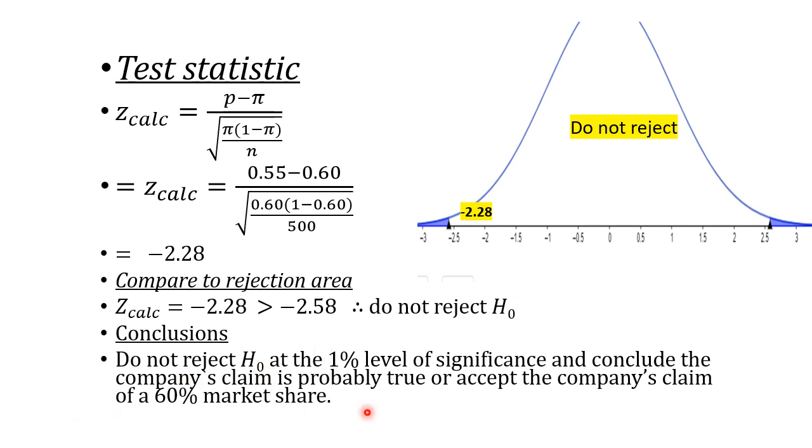So what is our conclusion? Do not reject H naught at 1% significance level and conclude that the company's claim is probably true. Remember, these guys were saying that there is a 60% market share. That is their claim. If you don't want to use this statement, you can say, do not reject H naught at 1% significance level, then accept the company's claim of 60% market share.